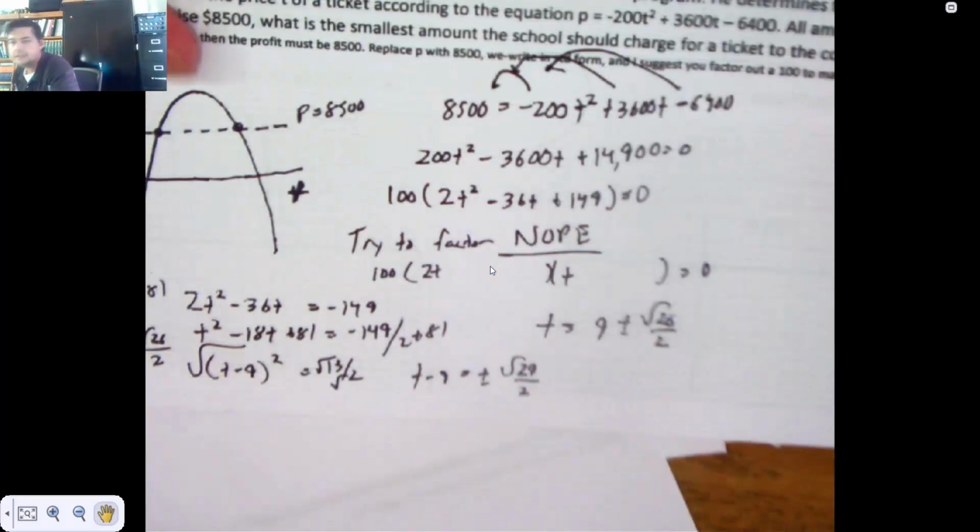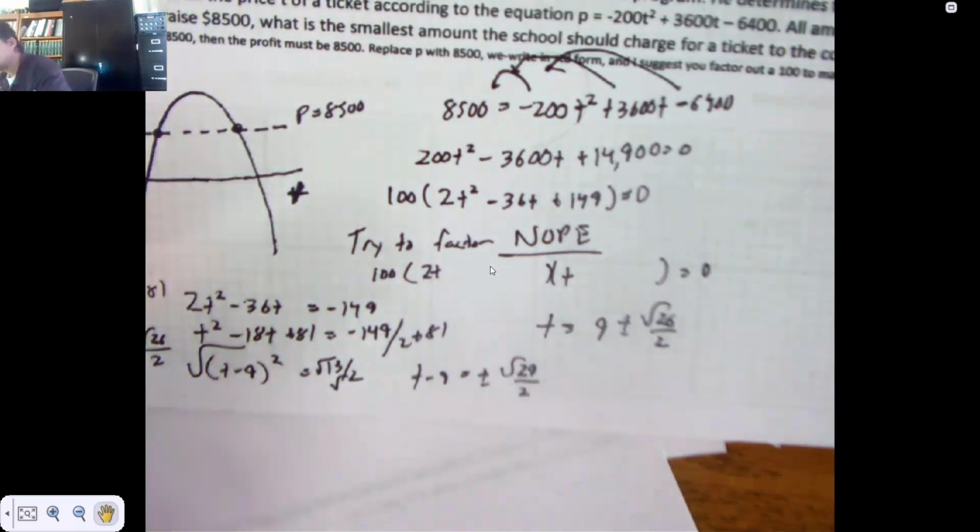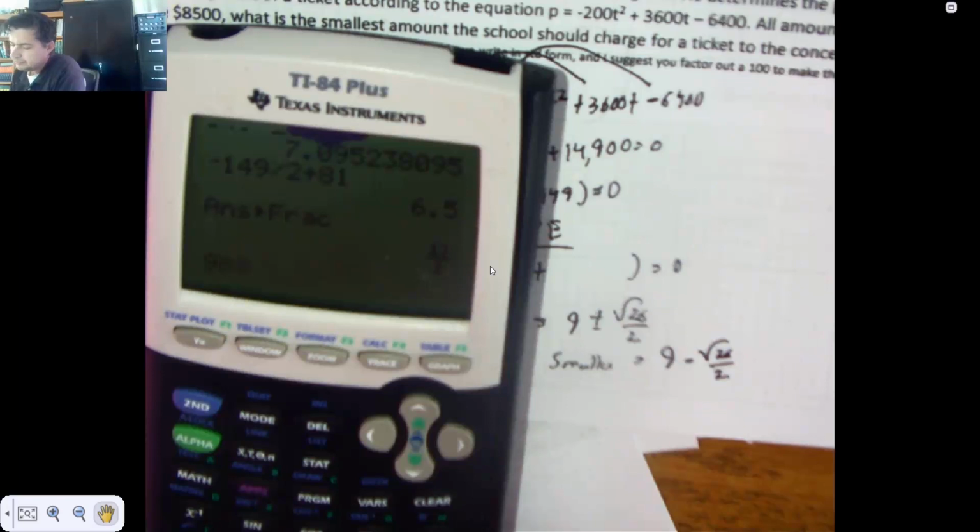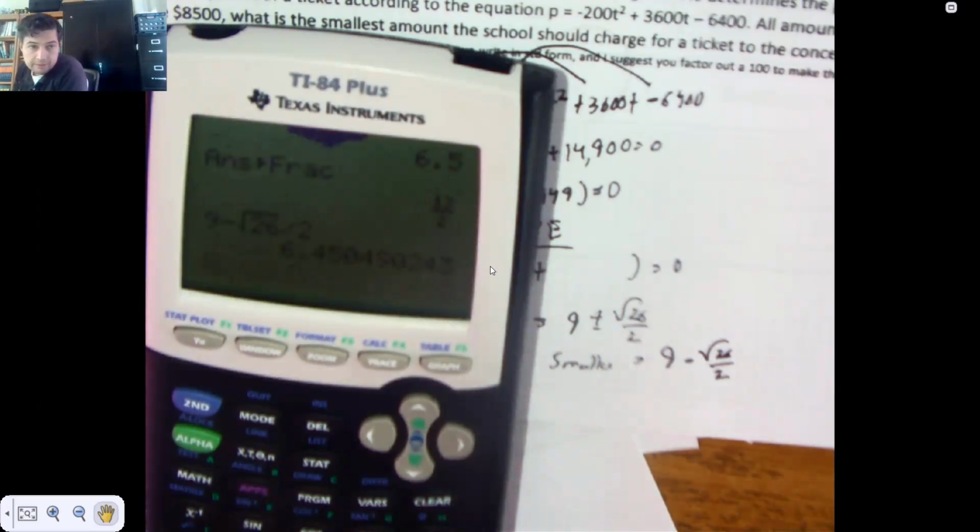Now back to the context of this question. What is the least? It said what is the smallest amount? The smallest is 9 take away root 26 over 2. So let's go ahead and type that in a calculator. This is a real world problem, and you should approximate this to the nearest penny. It's money, okay? Looks like $6.45. Roughly 645.